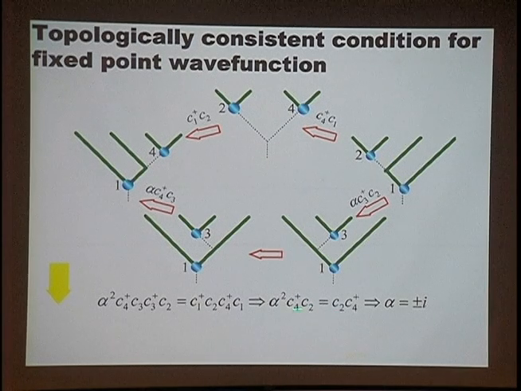But there's a fermion sign, and it turns out that this alpha must equal plus or minus i. So that's the interesting thing: this kind of fixed point structure can be twisted by fermion statistics in the so-called fermionic SPT model.